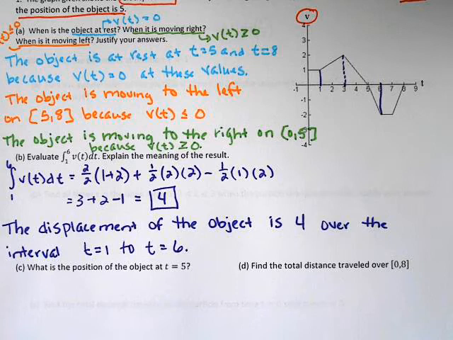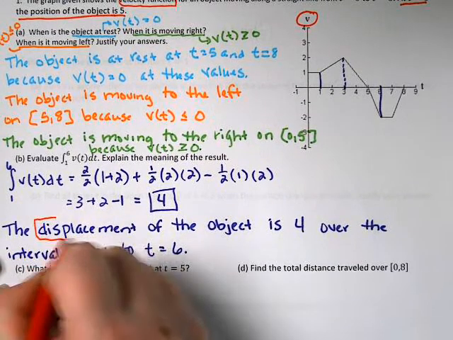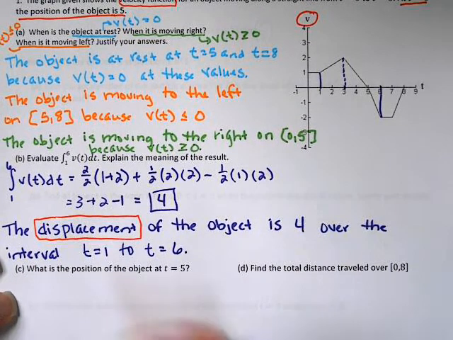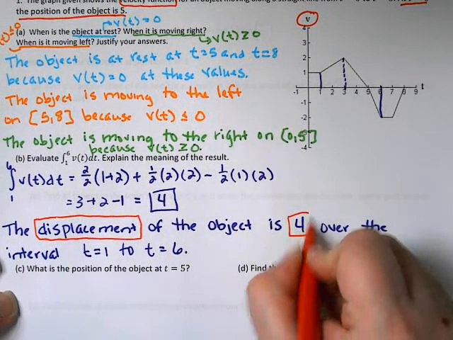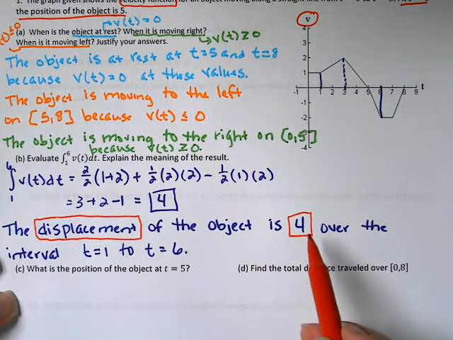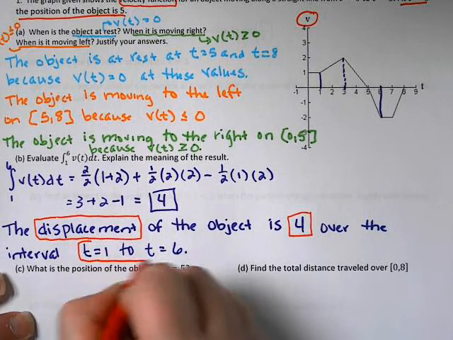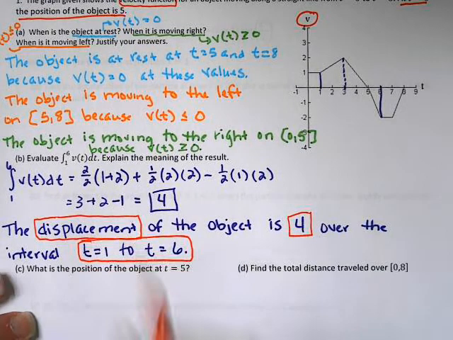So there's 3 really important things that we need to include there. We have to include the word displacement because we know that the integral of velocity is displacement. We want to include the value of the integral, and if there were units, we would want to put the units there with it. And then we want to include the time interval that we're talking about.